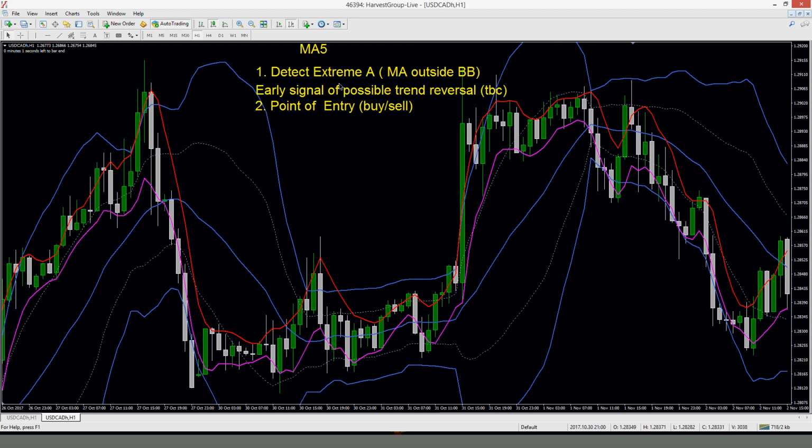So there are two functions. First one is to detect extreme A. The second one is a point of entry, buy or sell. Okay.